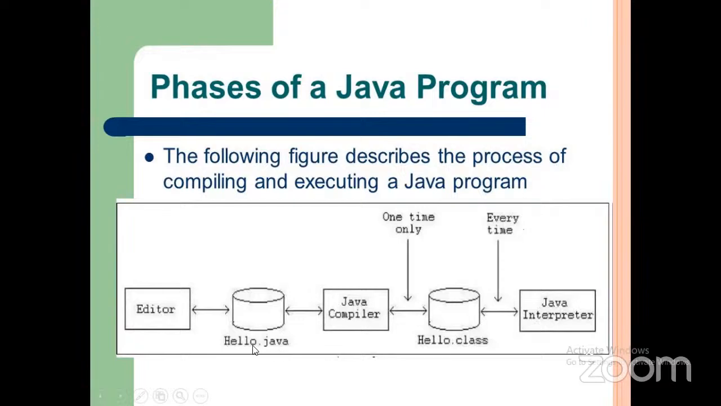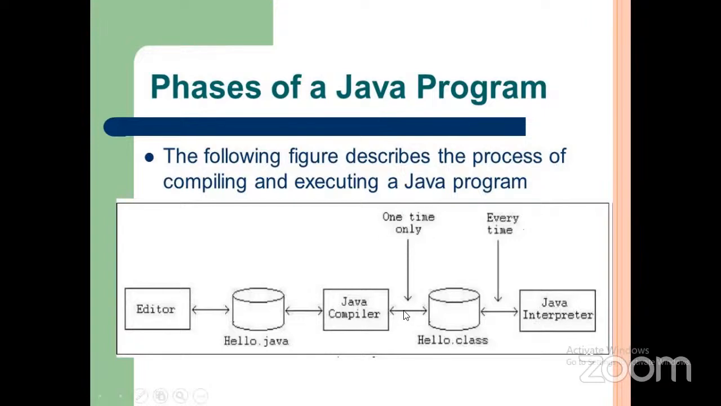In this image, Hello is the class name or program name. Of course, we need to save our program with the class name, Hello.java. After that, we need to compile the program. We compile with javac space filename.java. And this is a very important point.